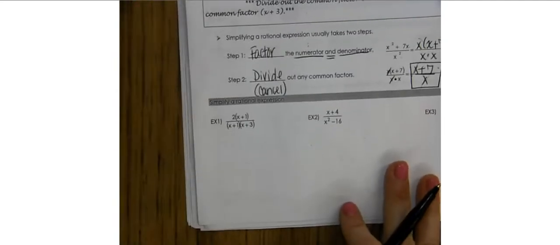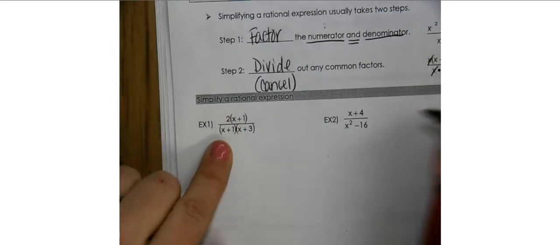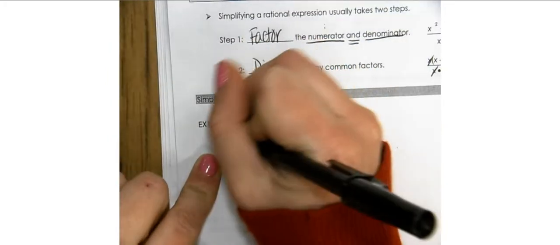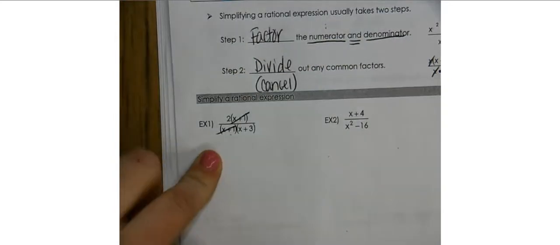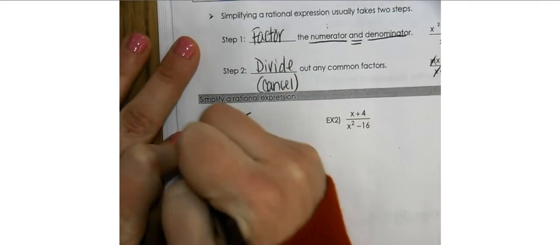So let's look at example number 1. In example number 1, this is kind of nice. It's already in factored form for us. We don't really have to do much other than eliminate anything that you see in common. And I see an x plus 1 in both the numerator and the denominator, so I'm going to cancel out an x plus 1. What I'm left with is a 2 in the numerator and an x plus 3 in the denominator, and that is simply my answer. There is nothing further for us to do.